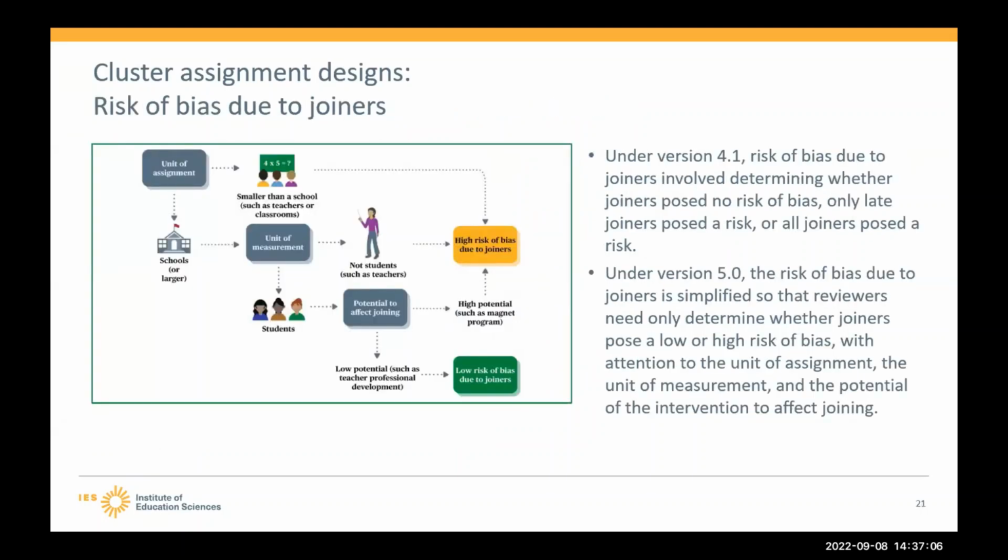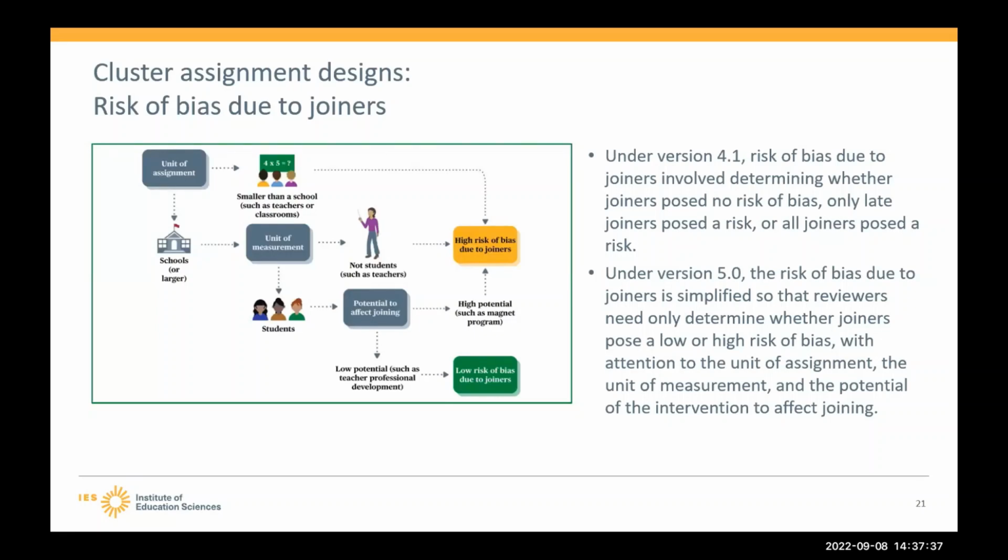Another significant change made in version 5.0 of the handbook was in clarifying the risk of bias assessment due to joiners in cluster level assignment studies. So the WWC defines joiners as individuals who enter clusters after the results of random assignment are known to anyone who could plausibly influence individuals' placement into clusters. So that might include family members, students, teachers, principals, or other school staff.